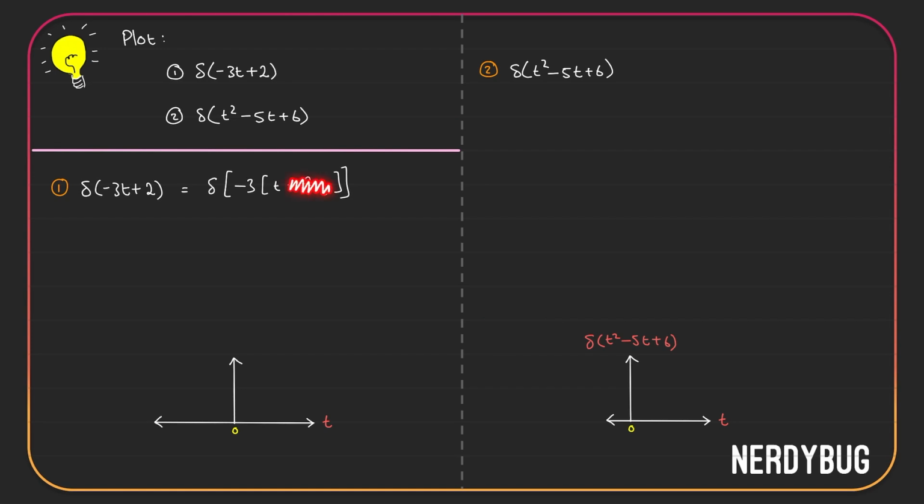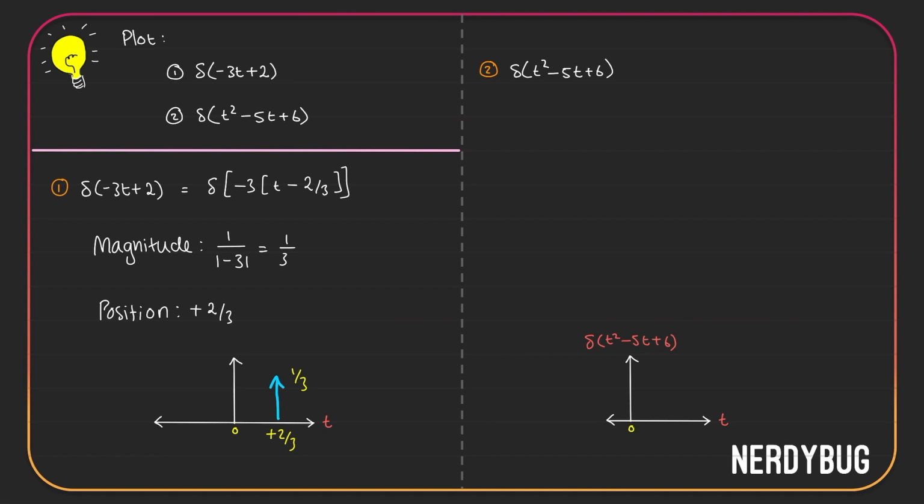Ignore the time shifting part. We have minus 3 for time scaling. We have already learned in that case the magnitude becomes 1 by mod A. So 1 by mod minus 3, which is 1 by 3. Similarly, we can find position. We have t minus 2 by 3 here, so its position is going to be at plus 2 by 3. To show that on the graph, we have the impulse here at plus 2 by 3 and its magnitude is 1 by 3.